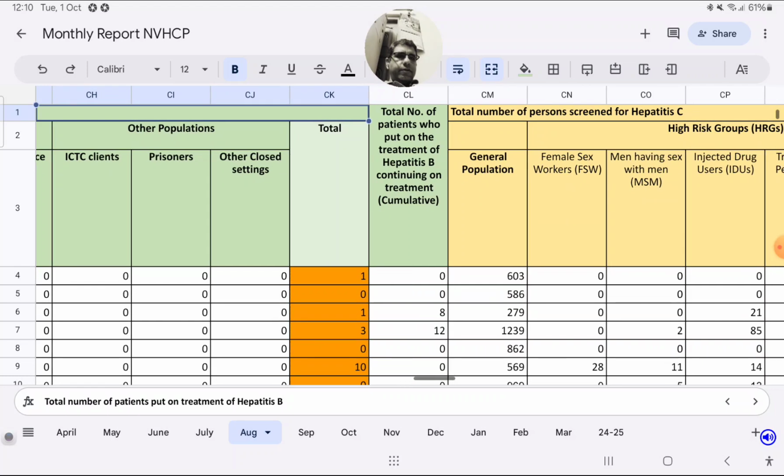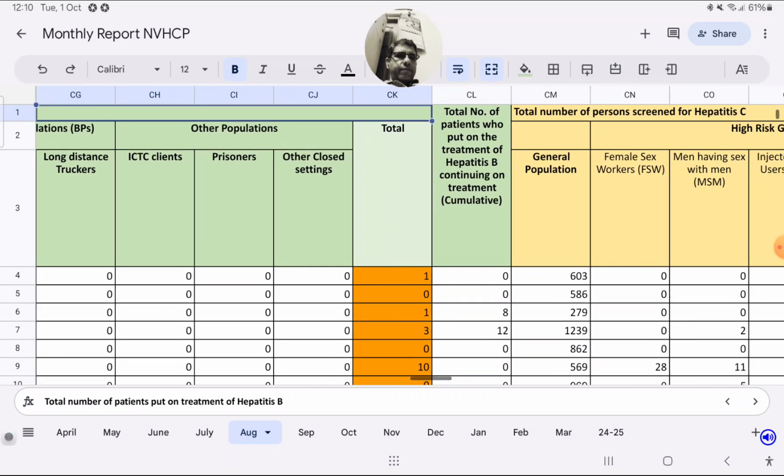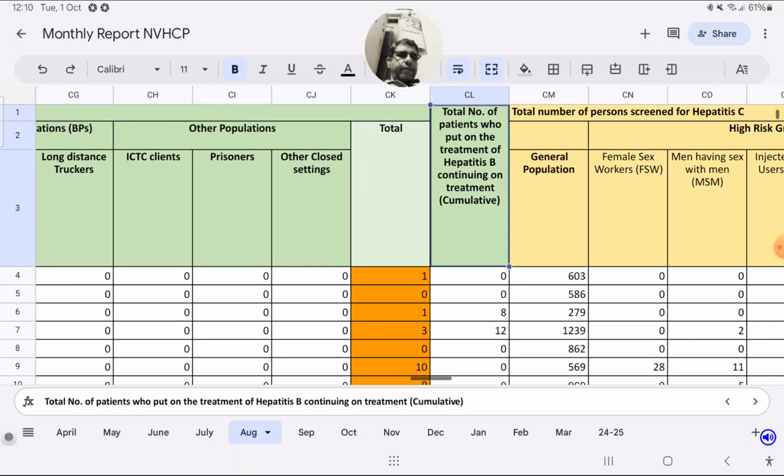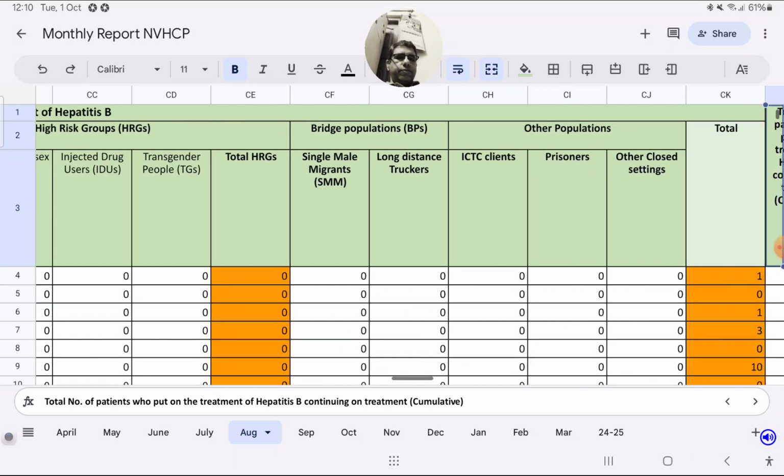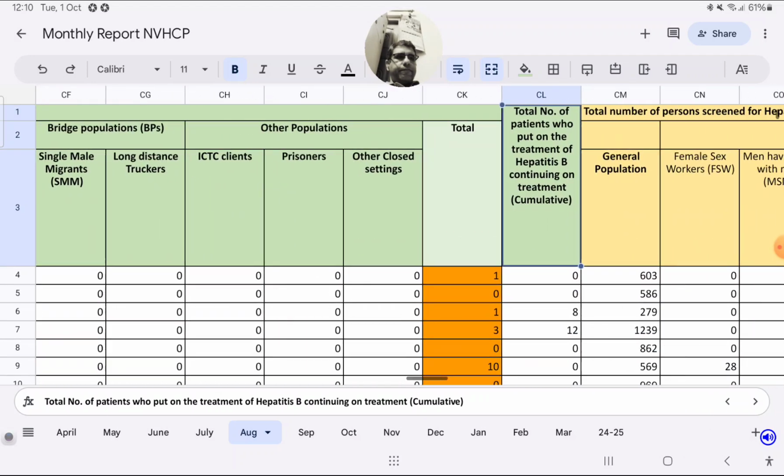So these 5 criteria, and finally a column: total number of patients put on treatment of hepatitis B continuing on treatment, cumulative. So the total thing we have shown earlier also. So this same thing will come here. Okay.